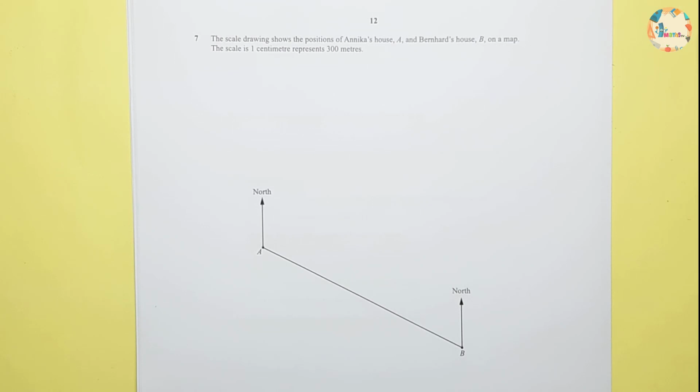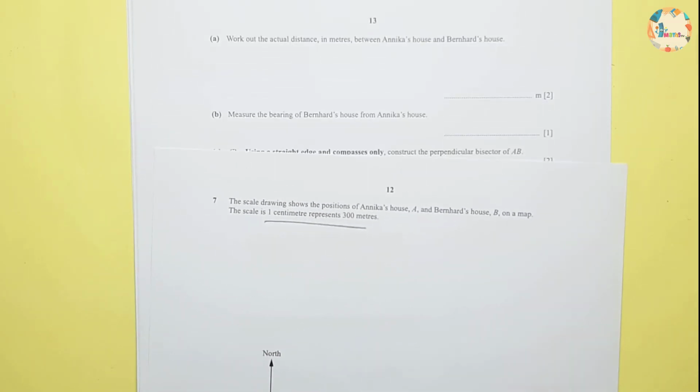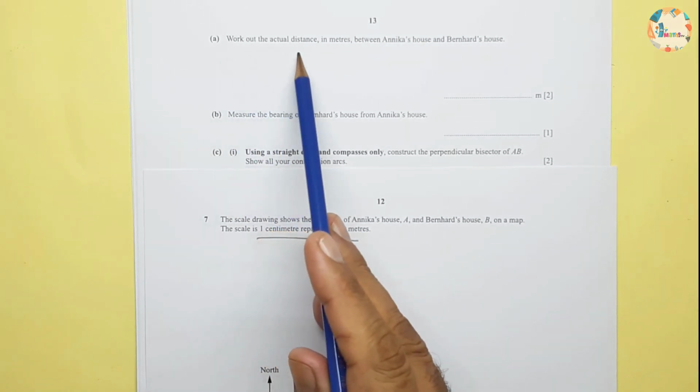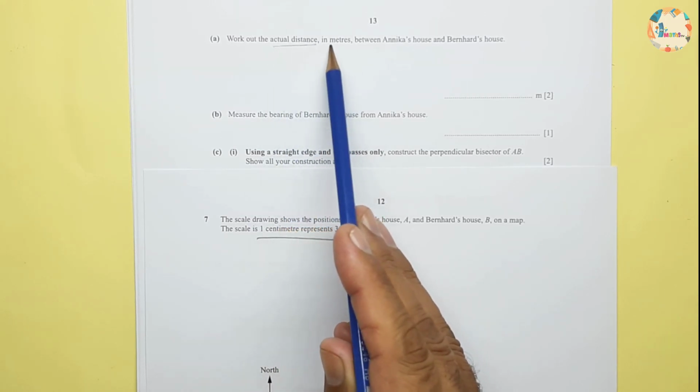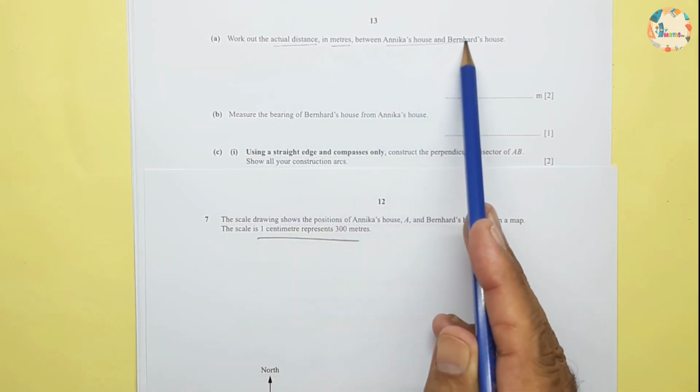Question number 7. The scale drawing shows the positions of Annika's house, A. This is Annika's house. Brenhard's house is this one, B. On the map, the scale is 1 centimeter represents 300 meters. This is the scale. Then the questions are on the next page. A part, work out the actual distance in meters between this and this.